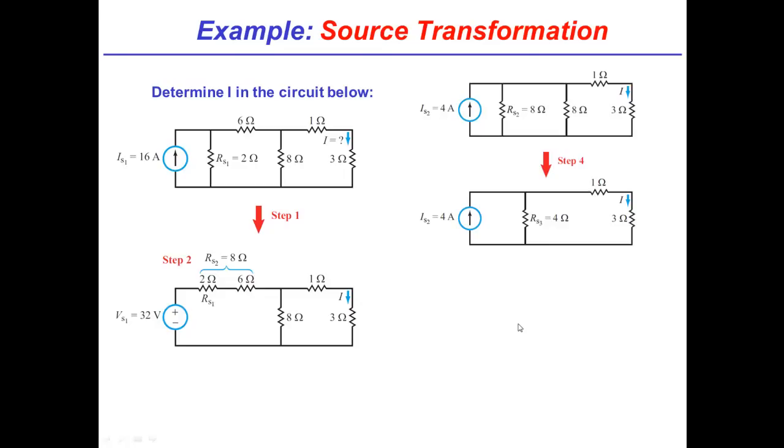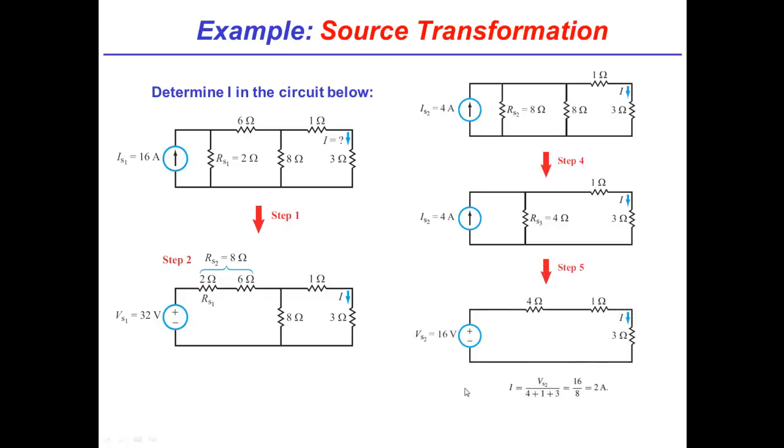Let me guess. I'm going to transform. Okay. And I get a 16 volt source and a 4 ohm resistor in series with it. And now I have a straightforward loop, so I can figure out the current. The current is just going to be the voltage, 16 volts, divided by the series combination of all of these resistors. So it's 16 divided by 4 plus 1 plus 3, which is 16 divided by 8. So I now know my current, and that is 2 amps.